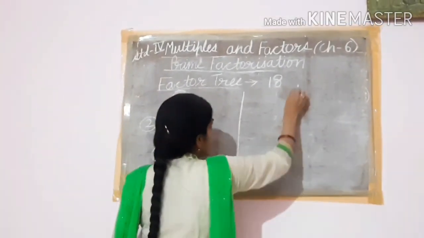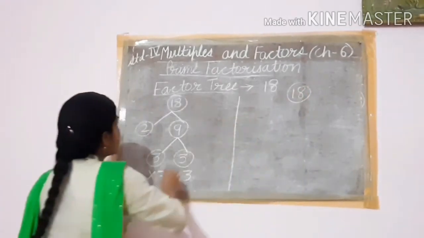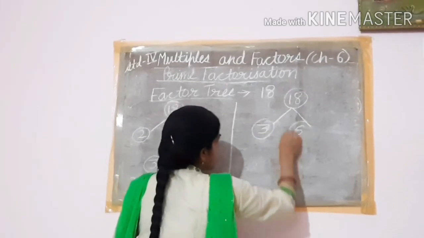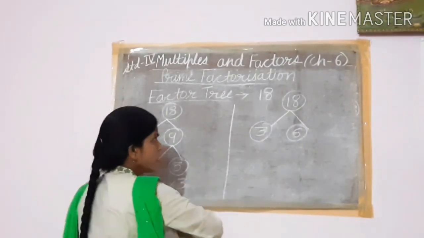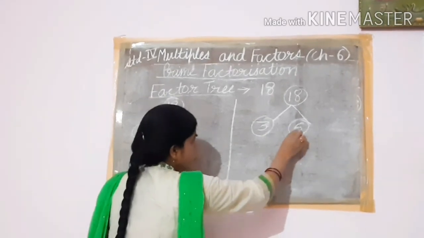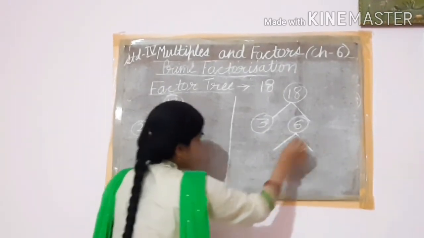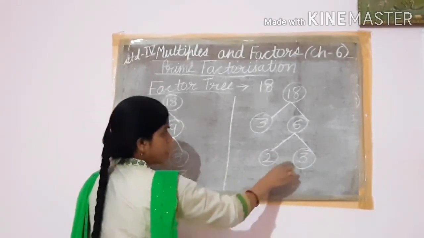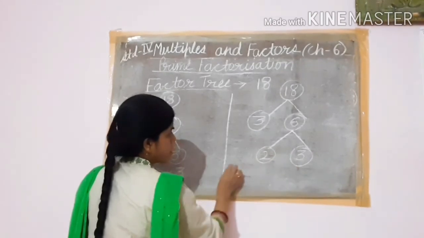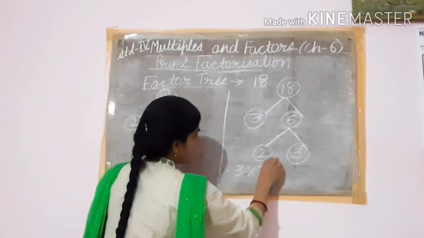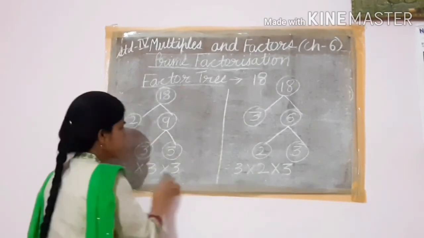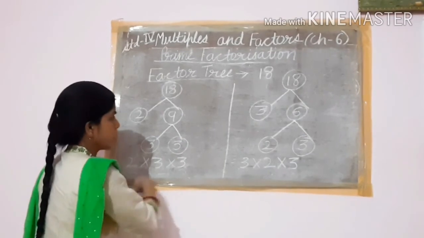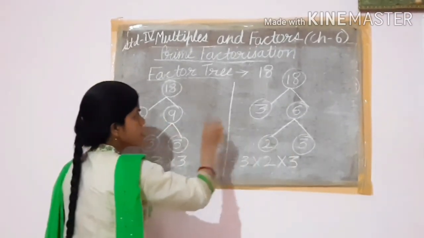Another way, if you do 3 6s are 18. Yes children, now 3 is a prime number, but 6 is a composite number. So you can find the factors of this 6. 2 3s are 6. Now we got the prime numbers. So now we multiply 3 multiplied by 2 multiplied by 3. Here also see the same coming: 3 two times and 2 one time. Here also 3 two times and 2 one time.